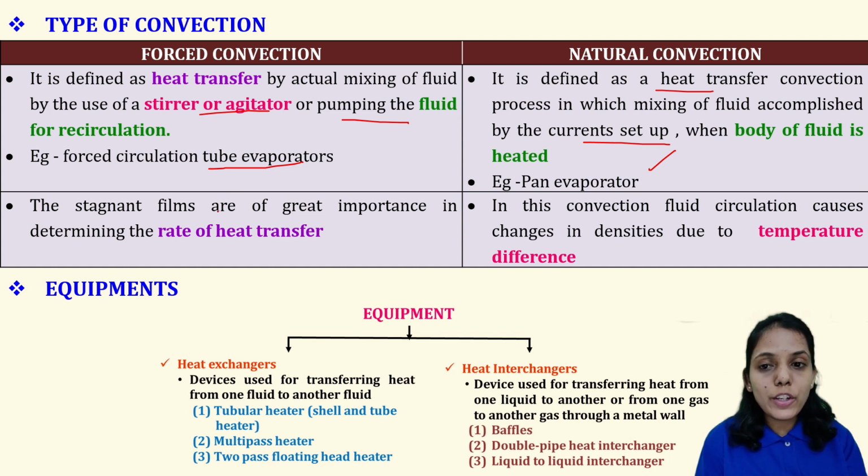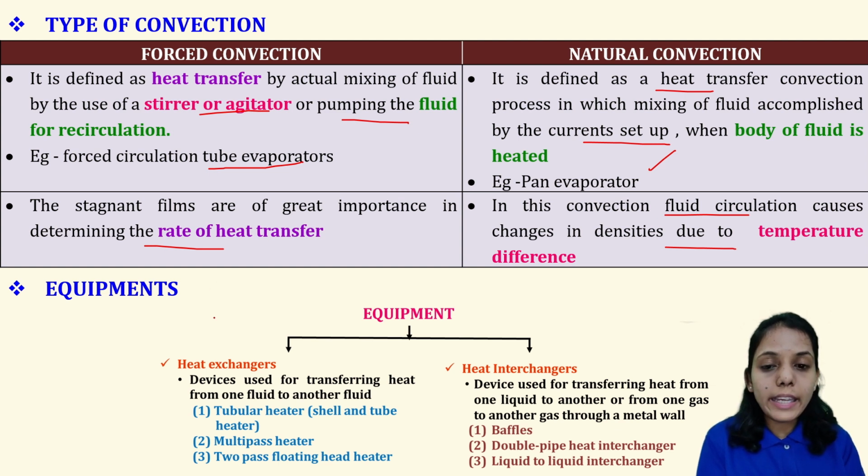So in forced convection, stagnant films are of great importance in determining the rate of heat transfer, because we are mixing again and again. That is the reason stagnant films are important. In natural convection, fluid circulation is caused by changes in density due to temperature difference. Because of that temperature difference, a density difference occurs and automatically the convection process takes place.